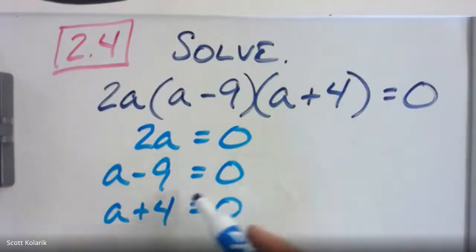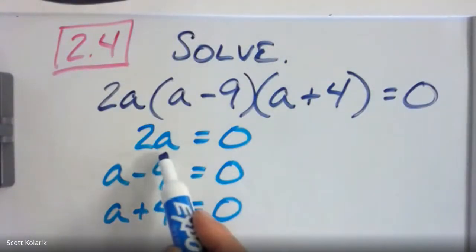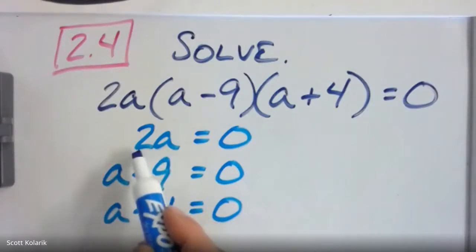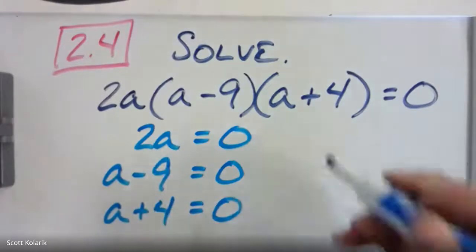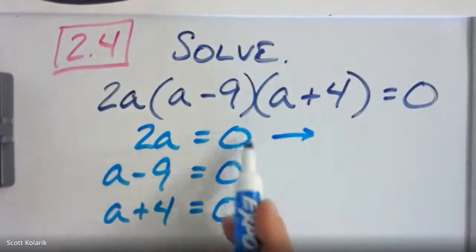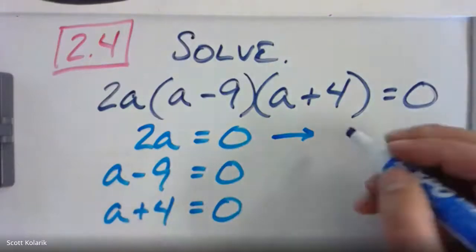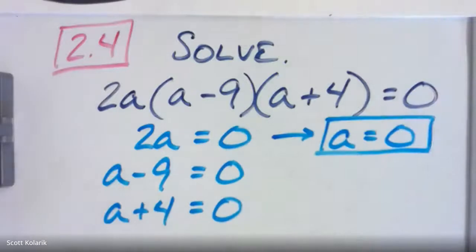And I'll end up solving for the variable in each of these. So for instance, in this first one, if I want to get a by itself, I need to move this 2. The 2 is multiplying by a, so I need to move it by division. And if I were to divide both sides by 2, 0 divided by 2 is still 0. And a equals 0. That is one of the solutions in this problem.